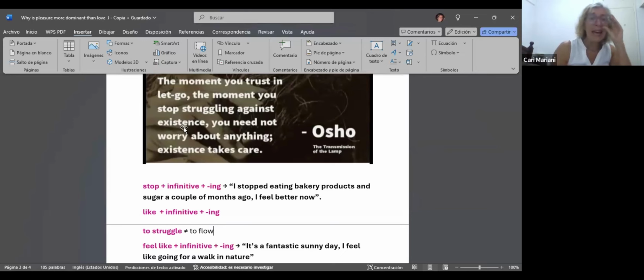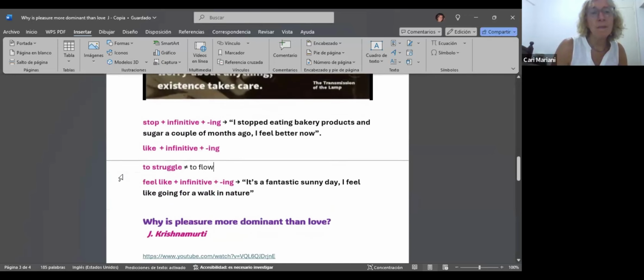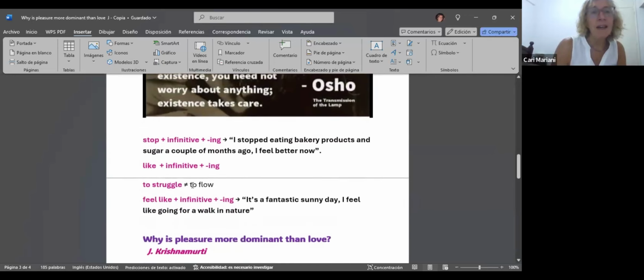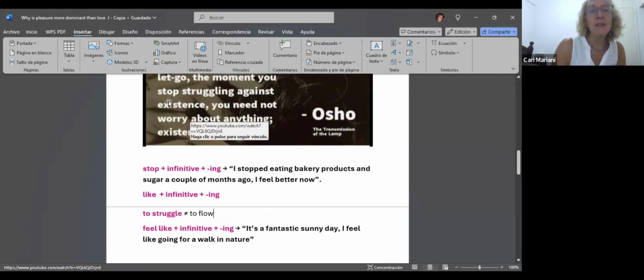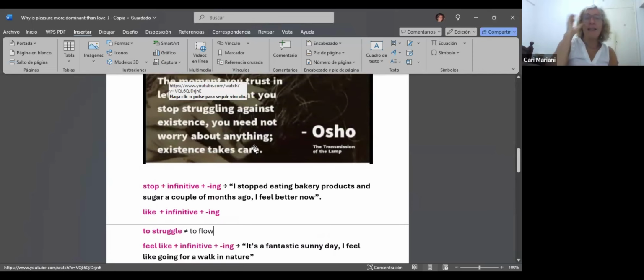Okay. And here there is another usage. Here you see, stop struggling, that is very common in English, this structure: the verb stop plus the ing form. For example, for habits: I stopped eating bakery products and sugar a couple of months ago. I feel better now. When you use the expression, it's always stop plus ing.